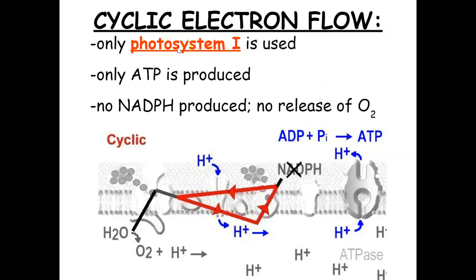In cyclic electron flow, it's going to be a little different. Only photosystem 1 will be used, so we won't use photosystem 2. We're only going to make ATP. We're not going to make any NADPH or release any new oxygen.